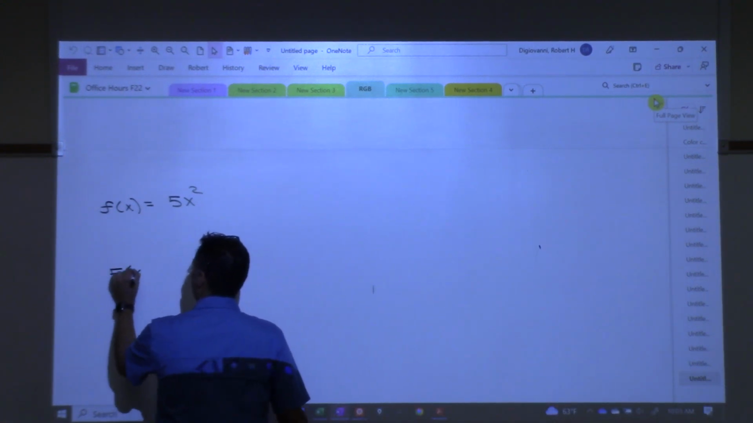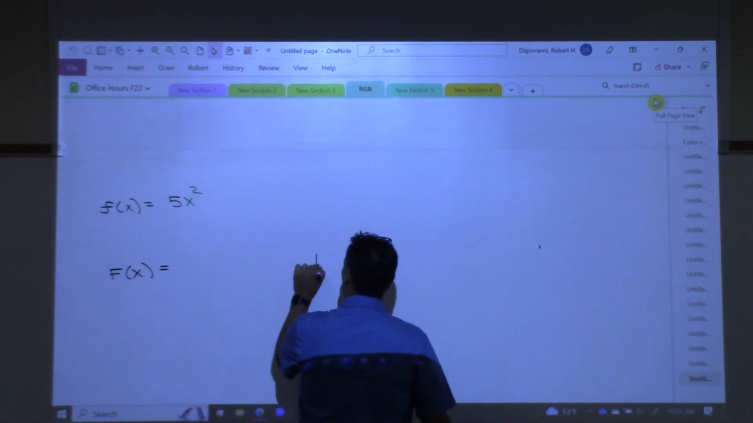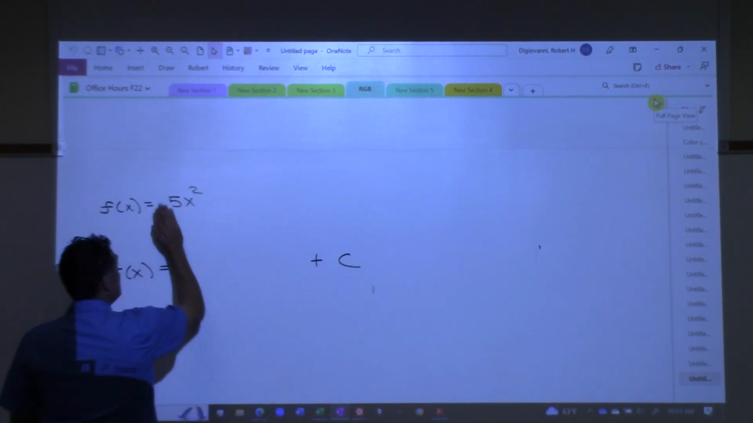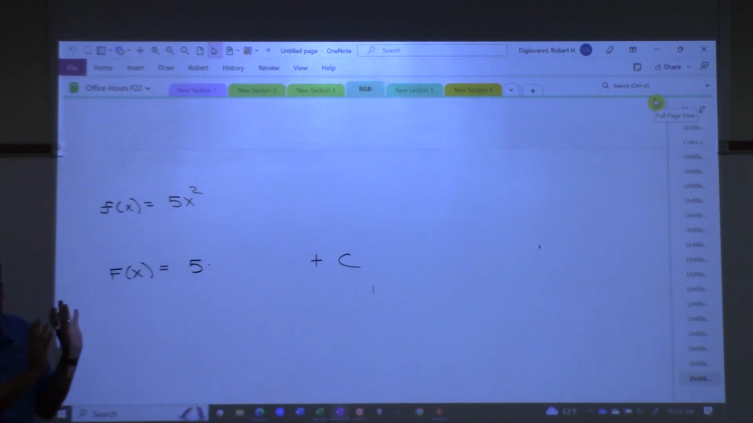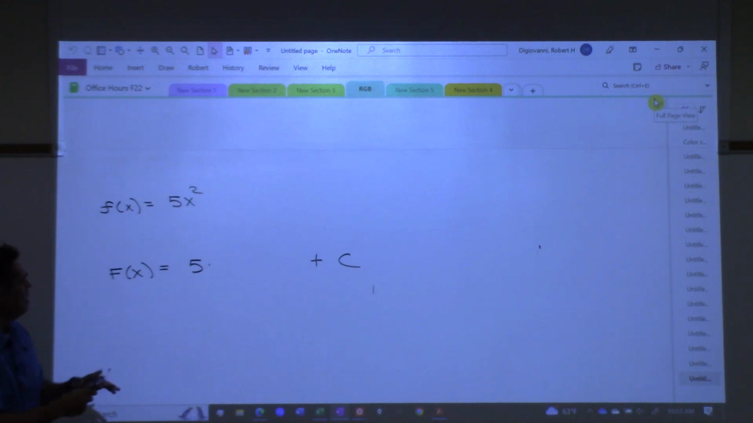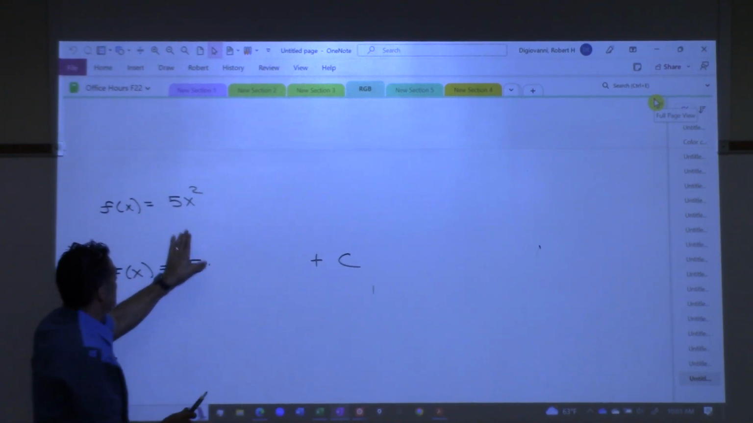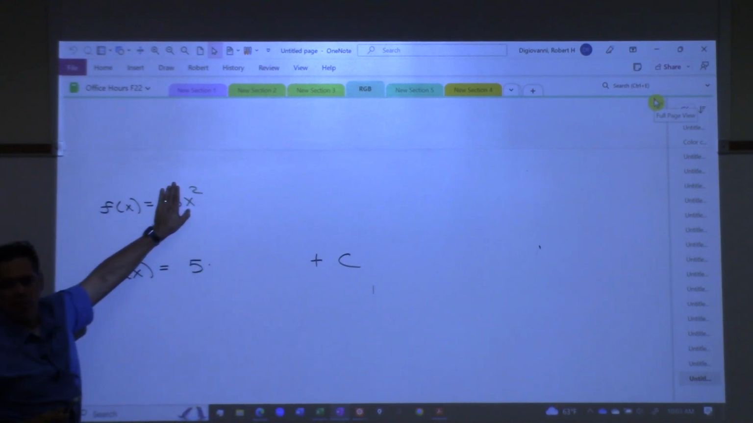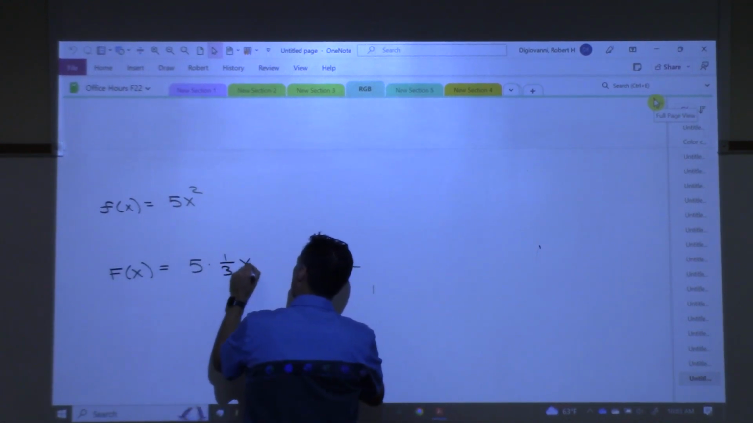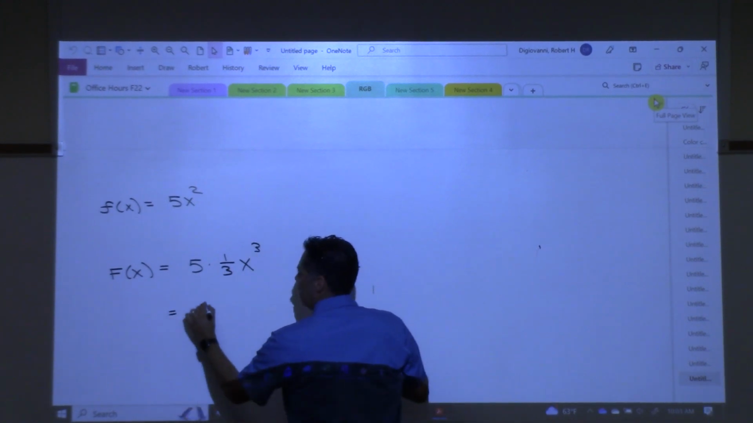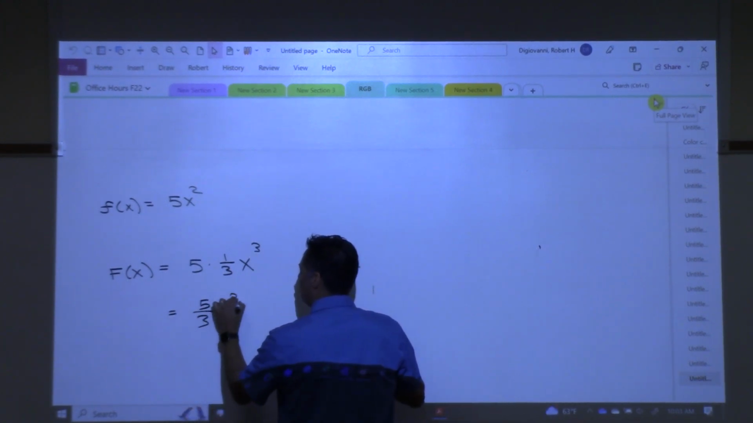Let's go with this. Capital F of x equals something plus c, right? Let's ignore the 5 for now and just bring it here. And I don't know if this works, right? It might not. I'm going to bring the 5 with me. There. Okay. Now, forget the 5. What's the antiderivative of x squared? 1/3 x cubed, right? Using the power rule that we just learned. So let's put a 1/3 x cubed next to this. That's really 5/3 x cubed plus c.